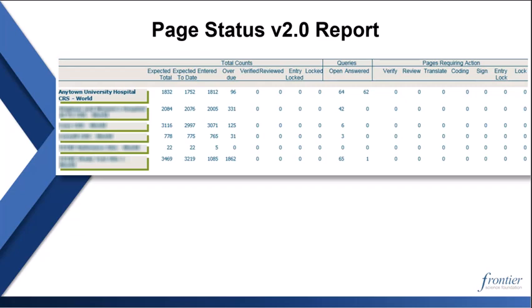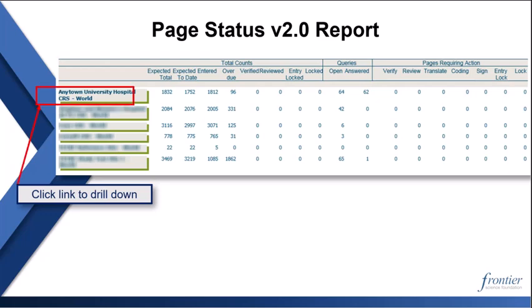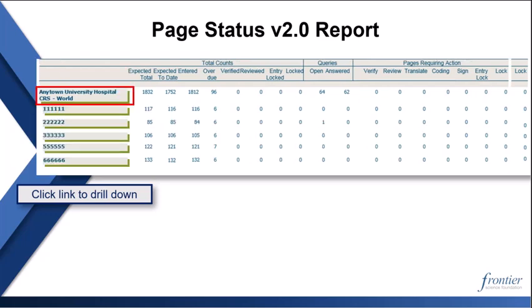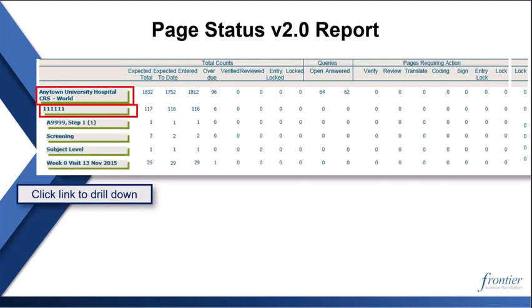This slide demonstrates how you can drill down to change the scope of the visible data. Clicking on the site name allows us to see task counts for each participant at the site. Clicking on a participant ID, for example, participant 11111, allows us to see task counts for each visit folder for this participant. If you wanted, you could click on a visit folder to see task counts for each ECRF inside.